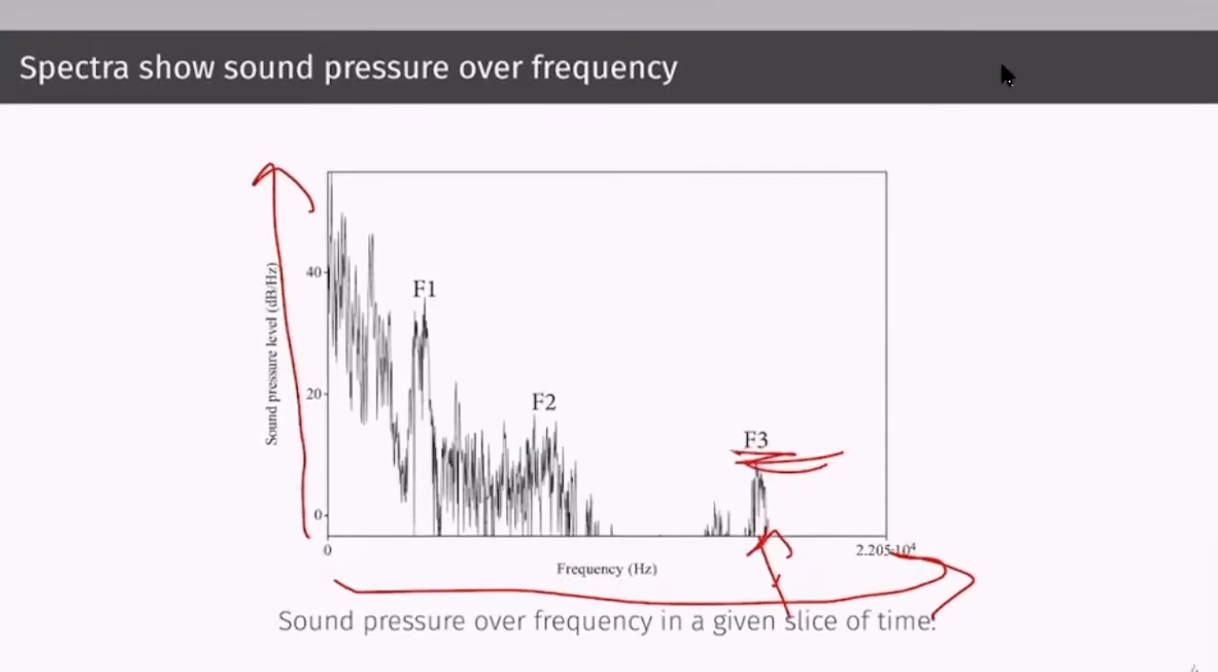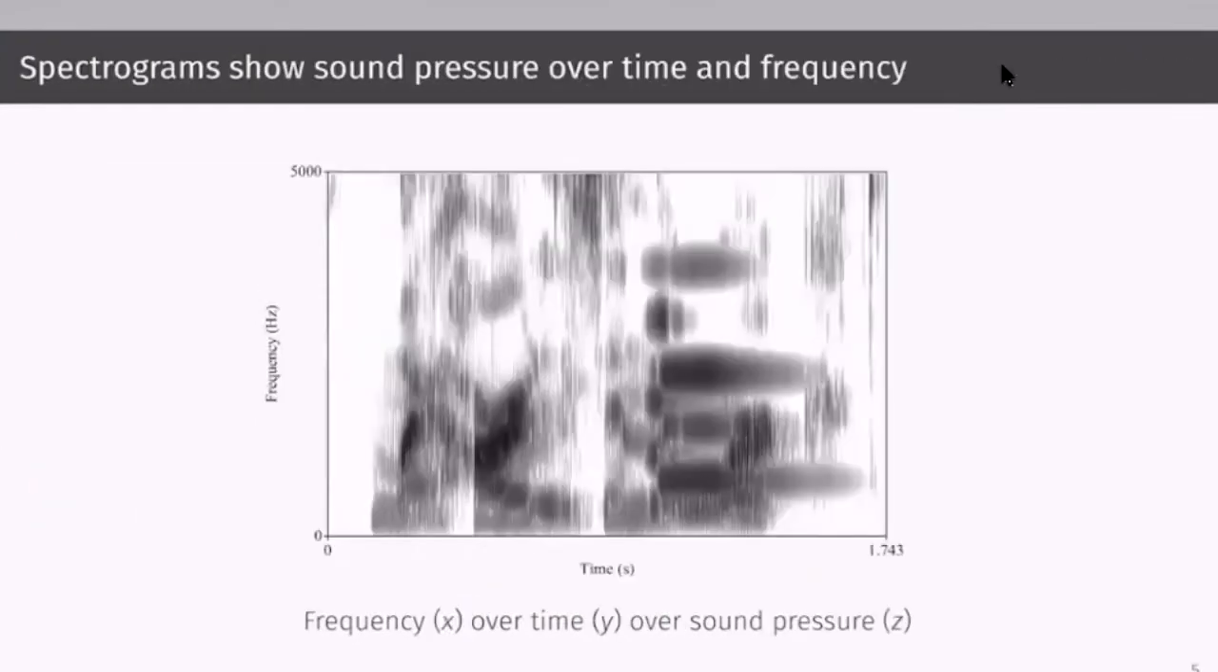The spectrograms show sound pressure over time and frequency. So spectrograms are basically a bunch of spectra that you've arranged one after another over time. And the higher those peaks are on the spectra, the darker the shading is on the spectrogram.